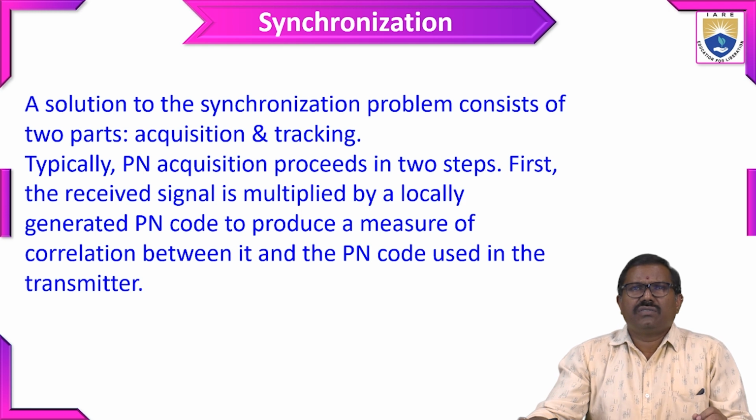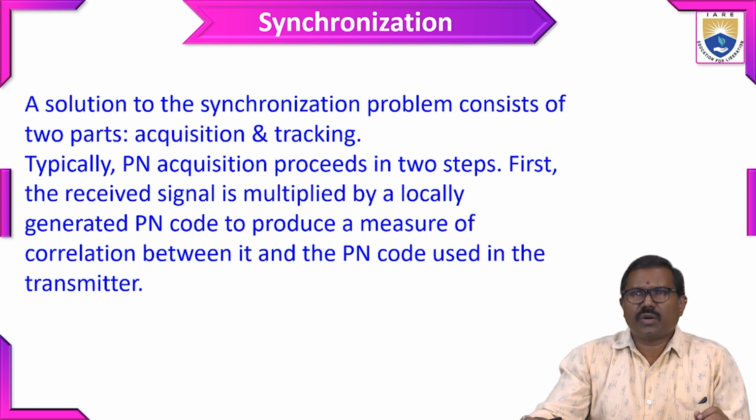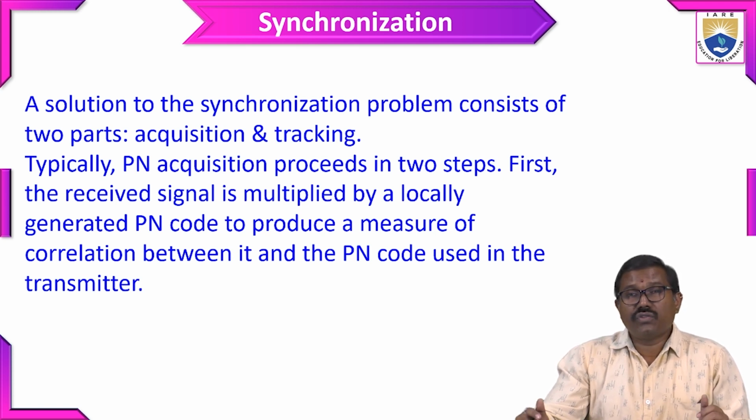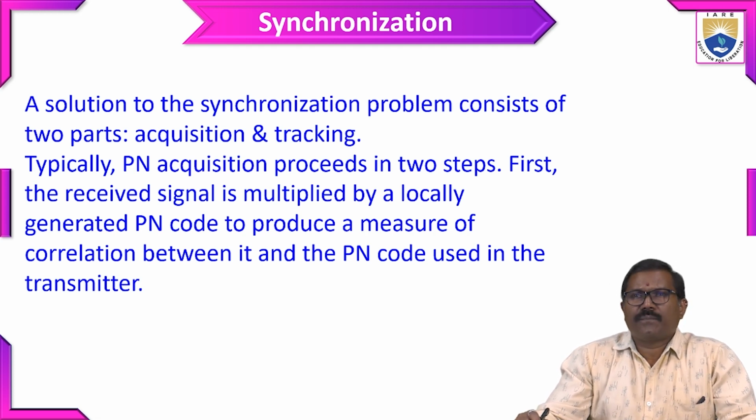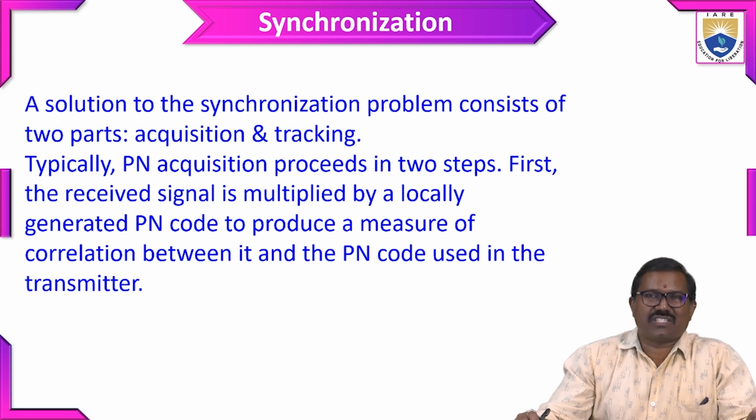Synchronization. A solution to the synchronization problem consists of two parts: acquisition and tracking. Here we are using, at the transmitter and receiver, the pseudo noise sequence, simply called the PN sequence. Typically PN acquisition proceeds in two steps. First, the received signal is multiplied by a locally generated PN code to produce a measure of correlation between it and the PN code used in the transmitter.